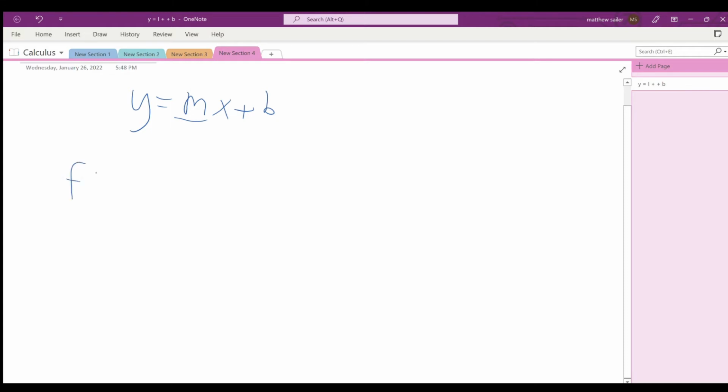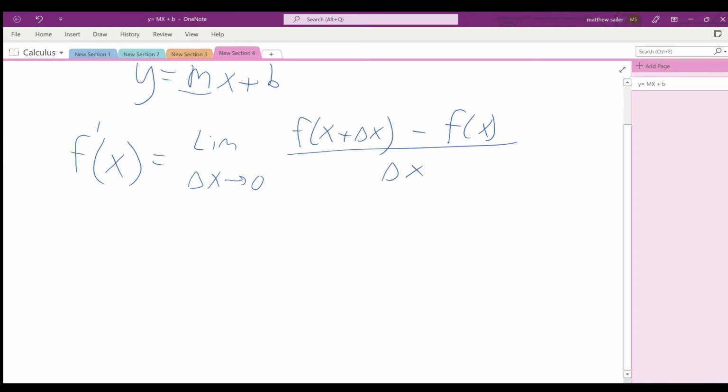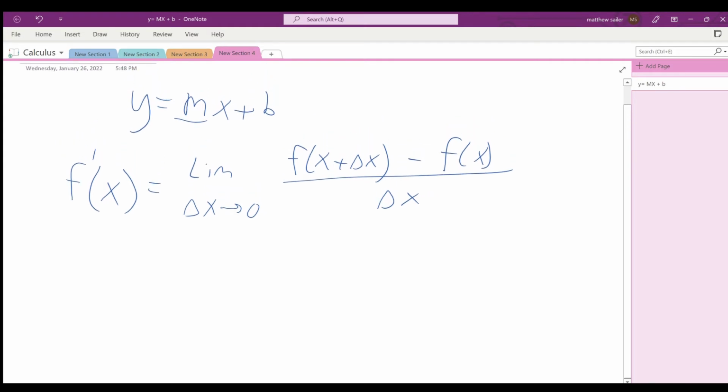So our definition of the derivative is f prime of x equals the limit as delta x approaches 0 of f of x plus delta x minus f of x over delta x. Alright, so let's plug in our equation. f of x equals mx plus b.